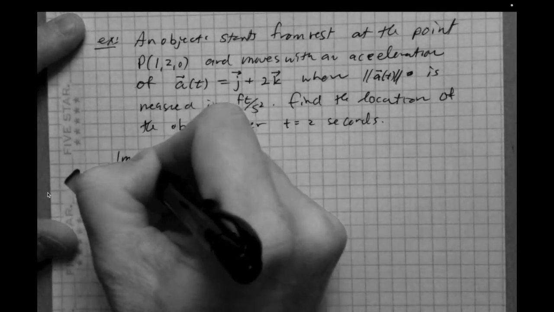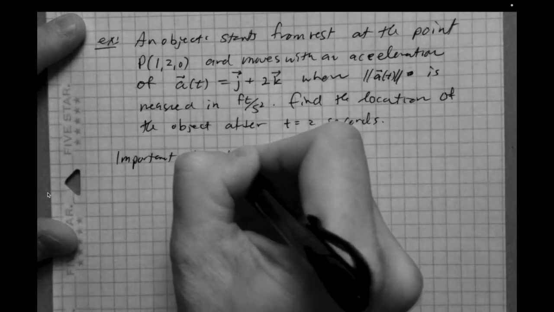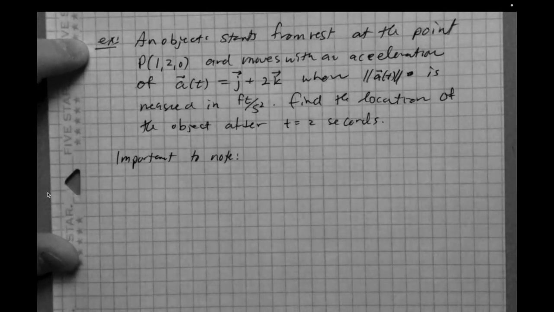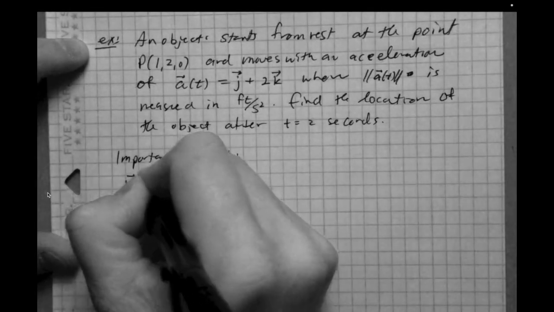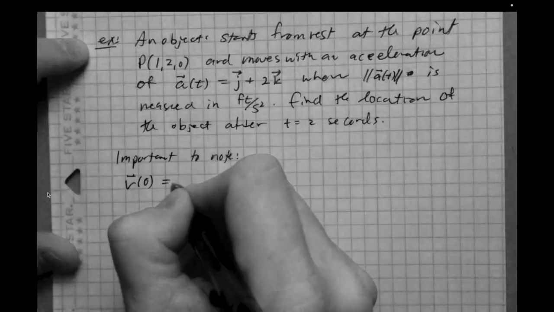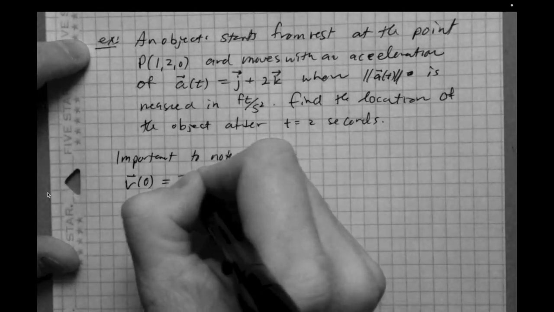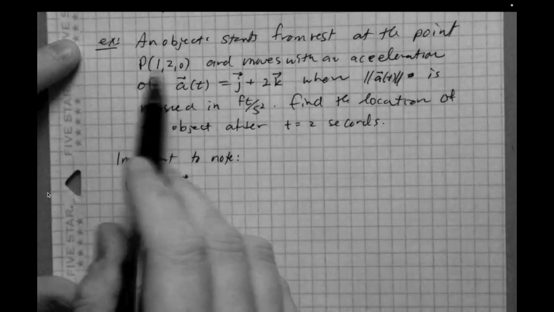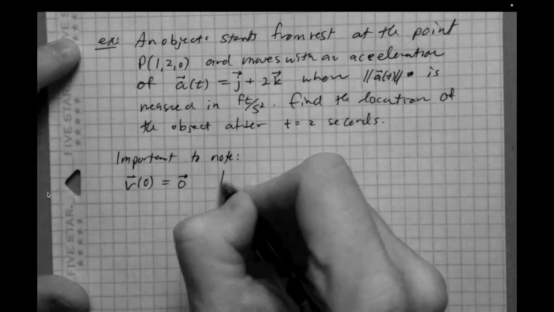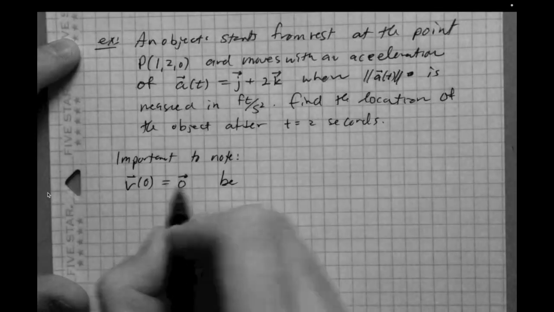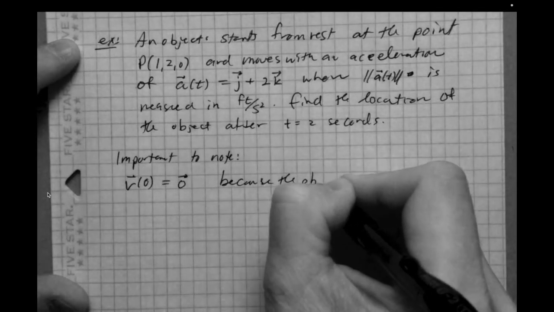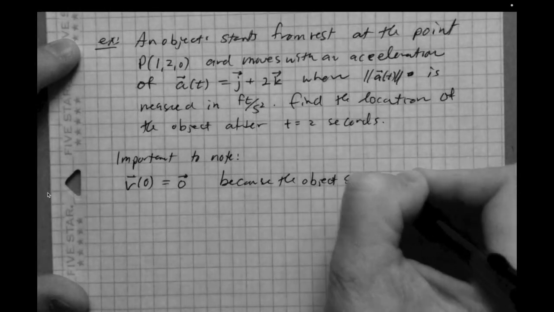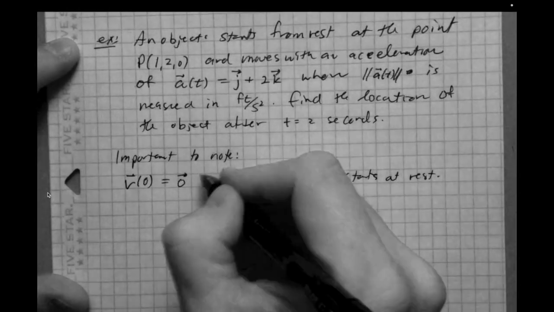So important to note, right, from the problem, things that we'll need. Right, the object starts at rest, so that tells us that the velocity at 0 is equal to 0. Right, it's kind of like an initial condition. Okay, so the object starts at rest, so the initial velocity is 0. Further, we're told where it starts. So velocity at 0 is equal to 0 because the object starts at rest. Okay, that's kind of the reason.